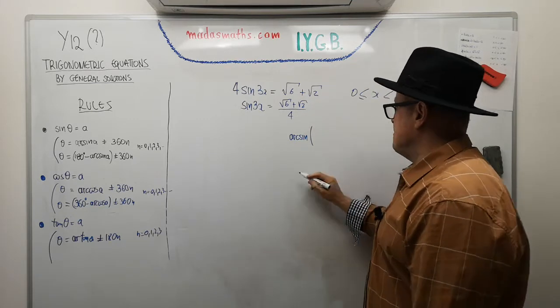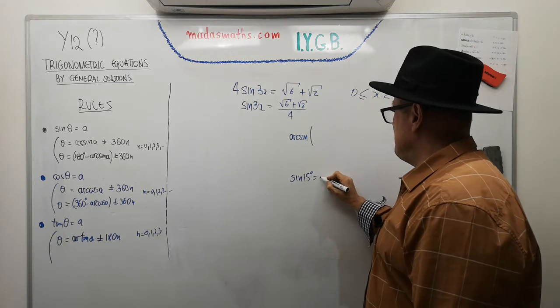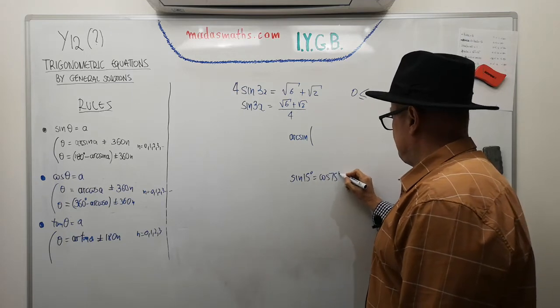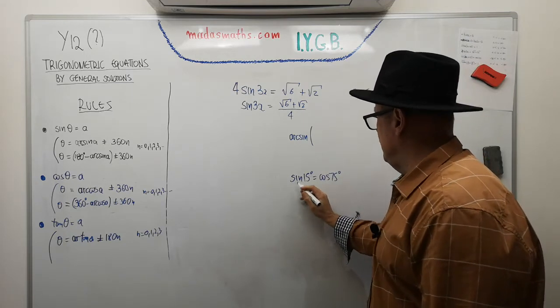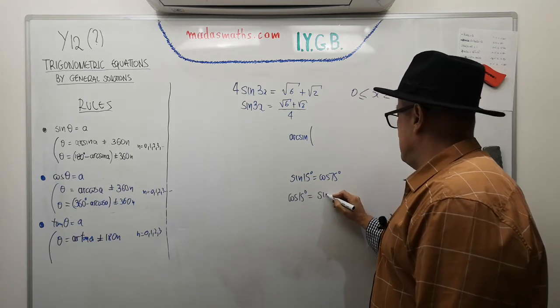These are just standard numbers. The sine of 15 is the same as the cos of 75, and I'm going to write the values in a second. And in the same way, the cos of 15 is, of course, the same as the sine of 75.